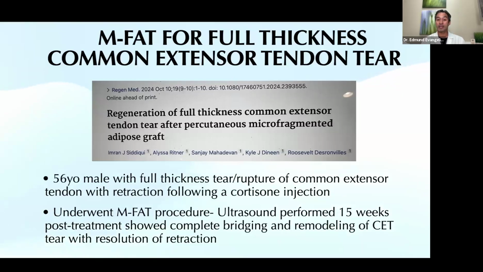So this patient underwent the MFAT procedure, and ultrasound performed 15 weeks post-treatment, so almost 4 months, showed complete bridging and remodeling of the tear with resolution of the retraction. Now, unfortunately, I don't have the before and after images. I don't have complete access to the entire article, so I wasn't able to look at the before and after ultrasound images, but that sounds pretty amazing because this is something that typically you would treat surgically to reattach it. But this patient did well with the MFAT.